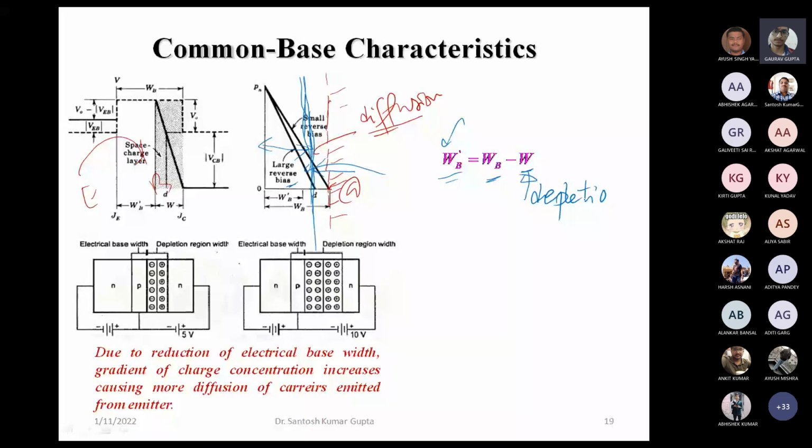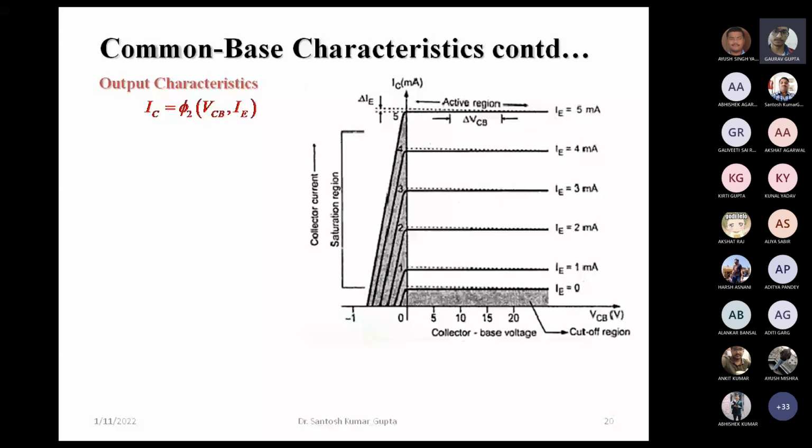Now we can look at the output characteristics here. The output characteristic is given for the output side of this common base configuration. On the output side, we have the collector base voltage VCB and the current IC. But this IC does depend on the input current IE as well.